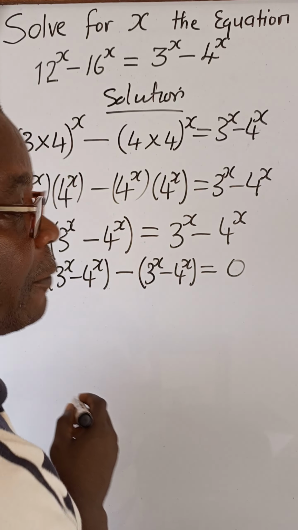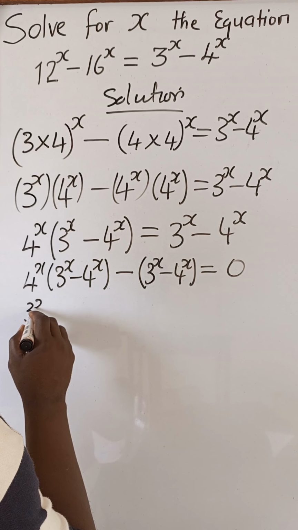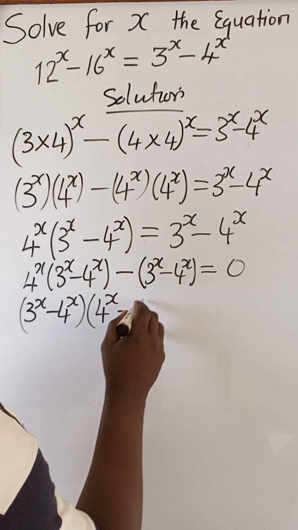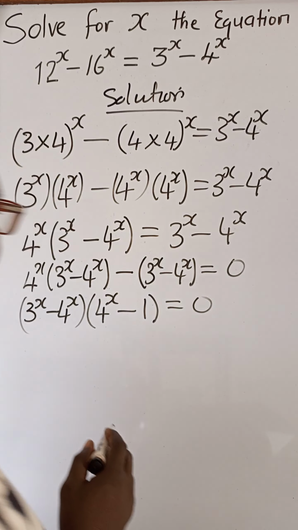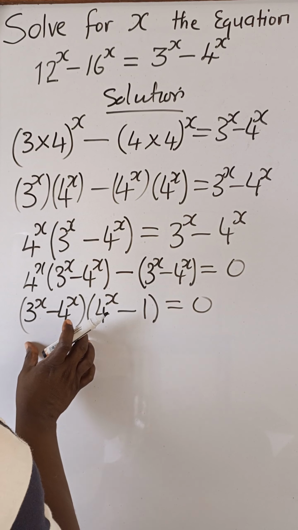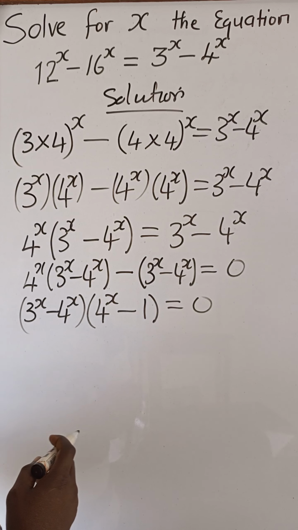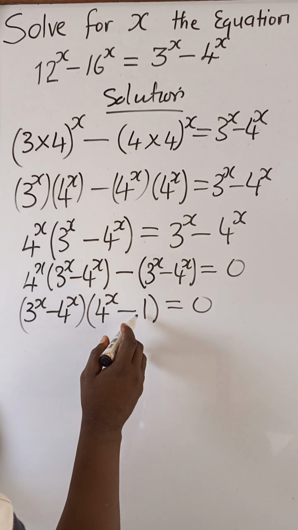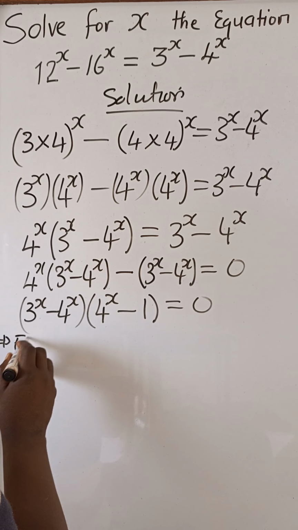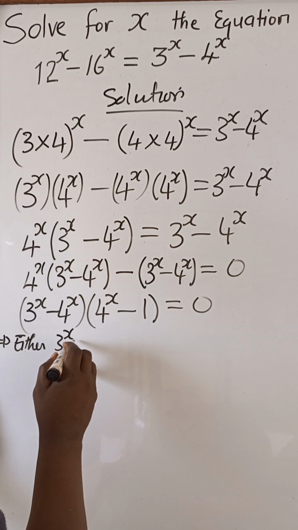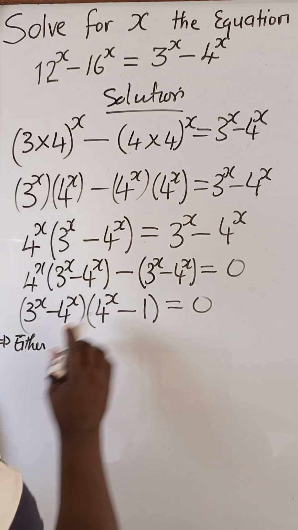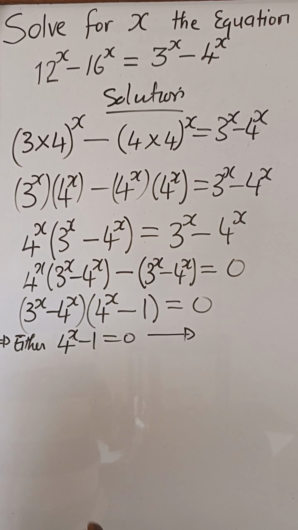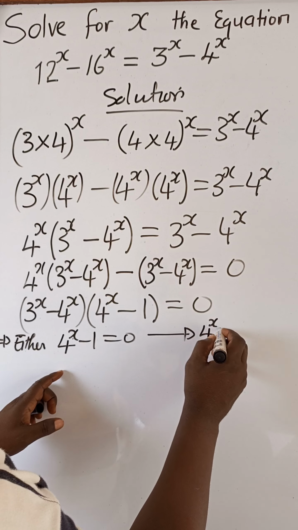Since 3 to the power x minus 4 to the power x is common, we can factorize it out into 4 to the power x minus 1. We end up with this expression multiplied by this expression giving us 0. That can only happen if either this is 0 or this is 0. So we say either 4 to the x minus 1 is 0, and if that is the case, it means 4 to the x is equal to 1.